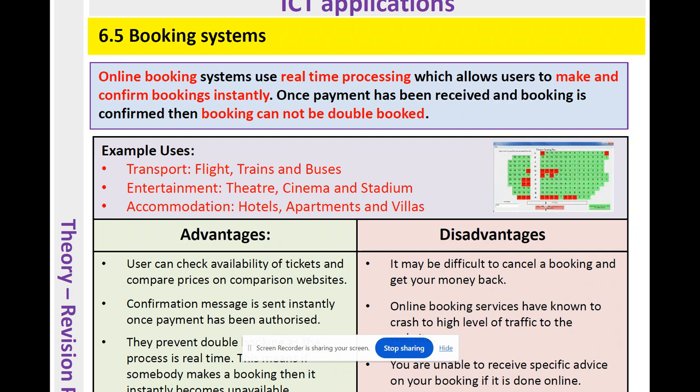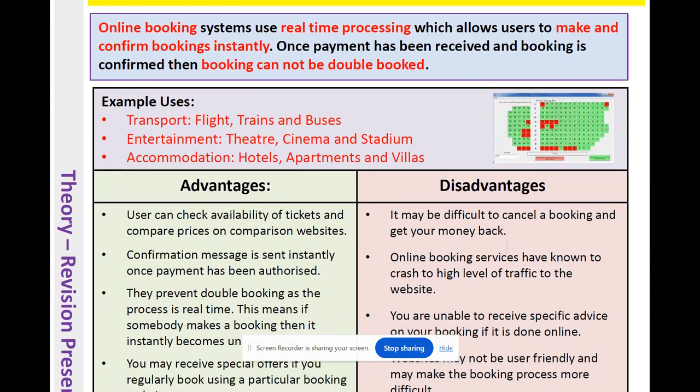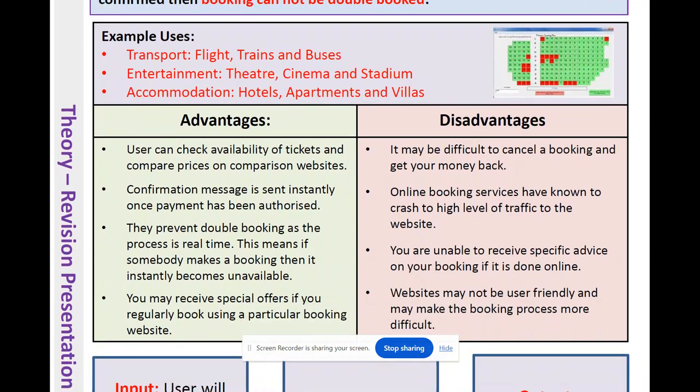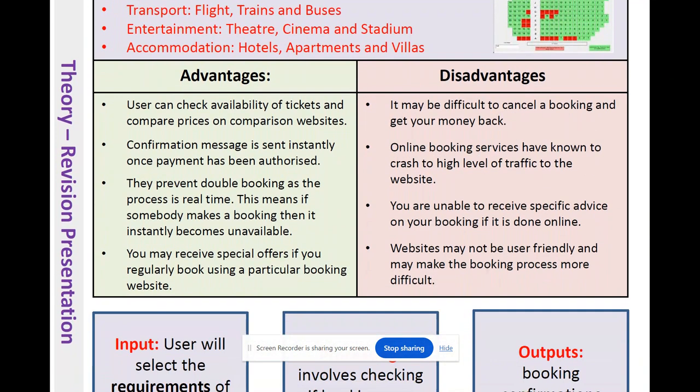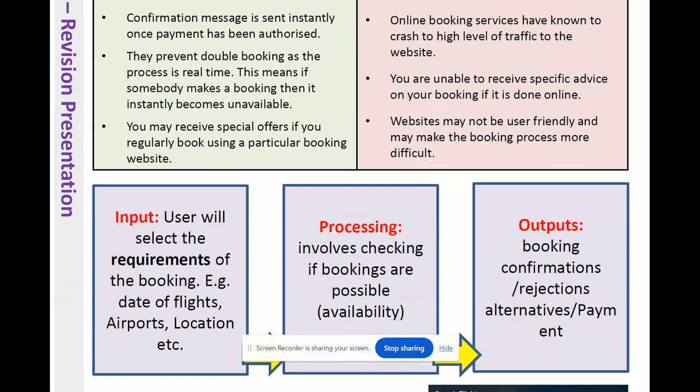So when would you use an online booking system? For example, if you're looking to book flights, trains or buses, for entertainment purposes, maybe theatre, cinema as mentioned, booking tickets at a stadium to watch a football match perhaps, and accommodation, hotels, apartments and villas. So how does a booking system work? Well, let's talk about that and then we'll have a look at the advantages and disadvantages.